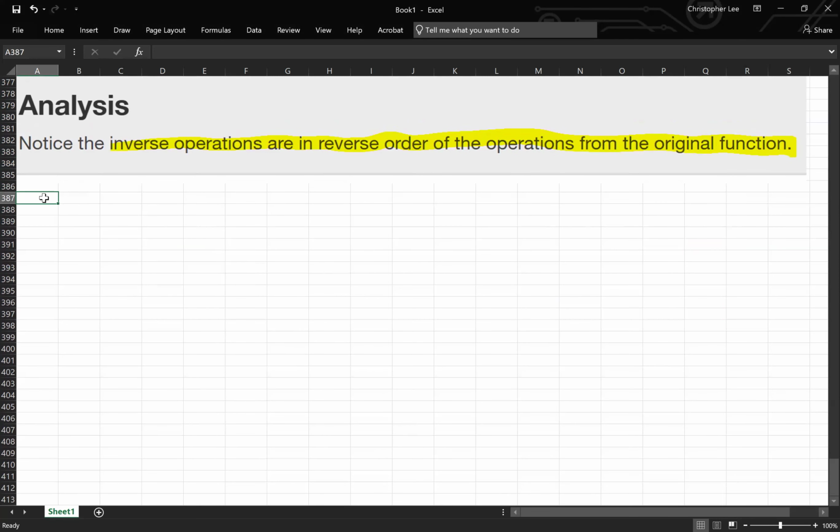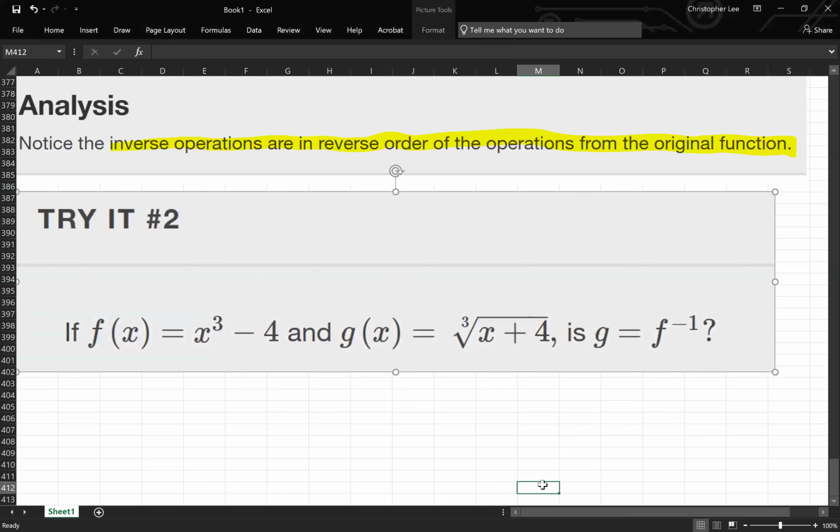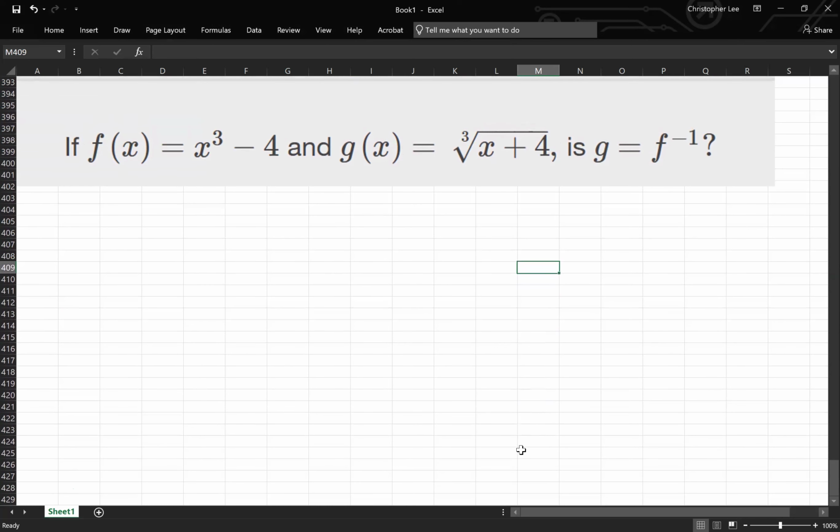Let's try another one. All right. So if f of x is equal to x cubed minus 4, and g of x is equal to the cube root of x plus 4, is g f inverse? All right. Literally do the same thing. Y'all want to try it and then I do it? All right. So f of g of x equals x.